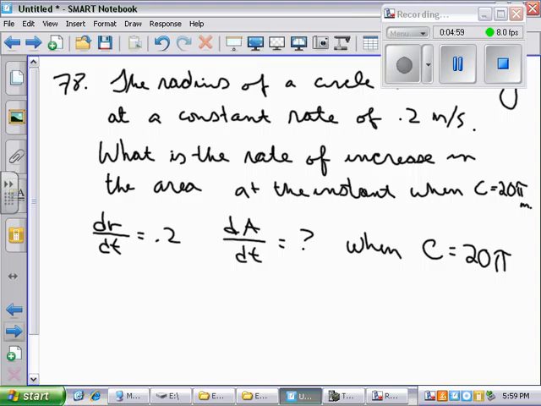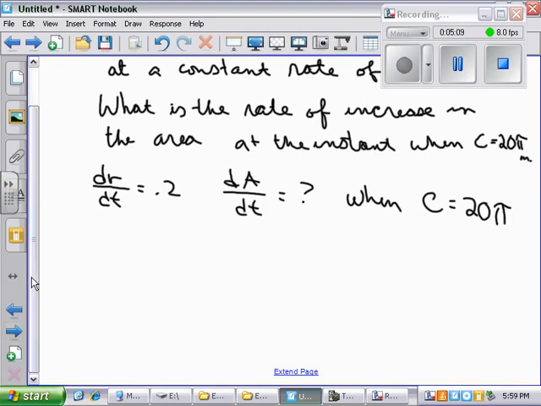So they gave me dr/dt. They're asking me for dA/dt. What do I need a formula for? The area of a circle in terms of the radius, right? So what is the area of a circle? Pi r squared. So when we take the derivative of both sides, we'll have a dA/dt on one side, a dr/dt on the other, and hopefully we can figure it out. Okay, so we've got dA/dt equals, and what would be the derivative of the other side? 2 pi r dr/dt.